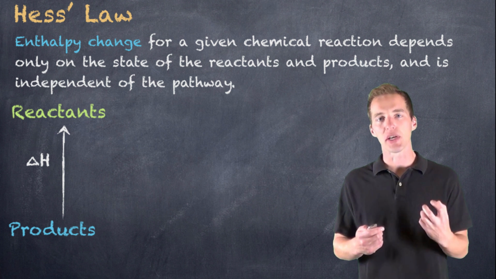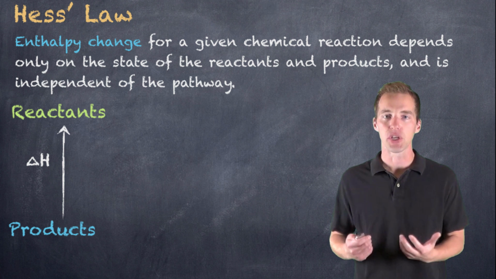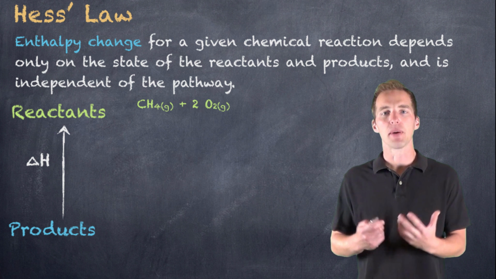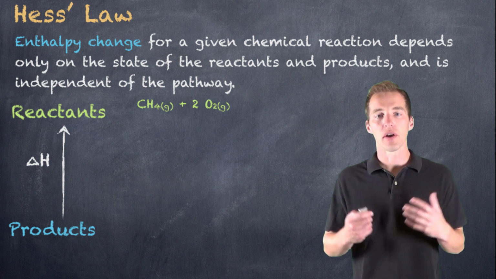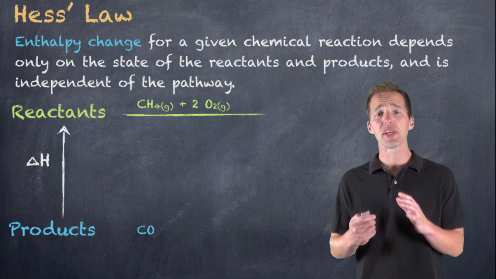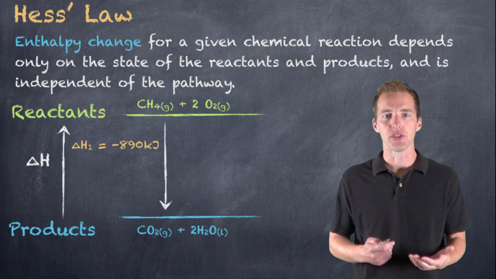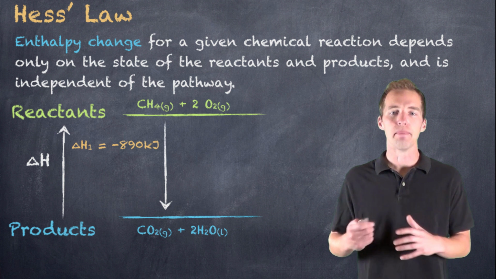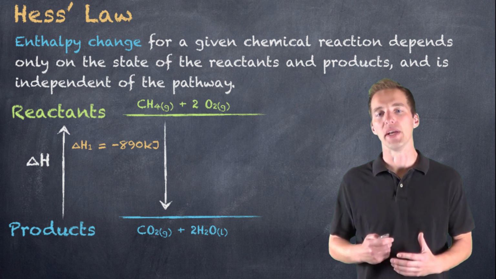Now let's take an example of what this might look like. Again, we're dealing with just the relative change between the reactants and the products and the enthalpy change between the two. So if we take, for example, the combustion of methane, we have CH4 in the presence of oxygen. If we just take a look at the direct path, we can see that there is an enthalpy change of 890 kilojoules. But this isn't the only way that methane can combust to form carbon dioxide and water. There are other ways to do it.